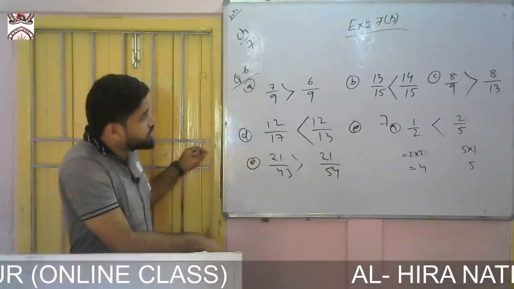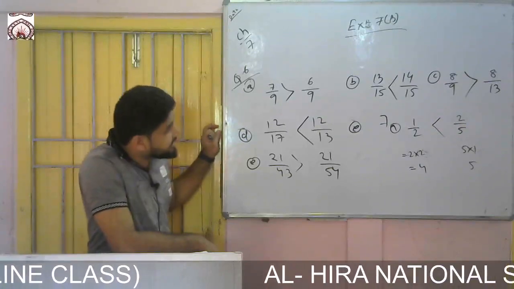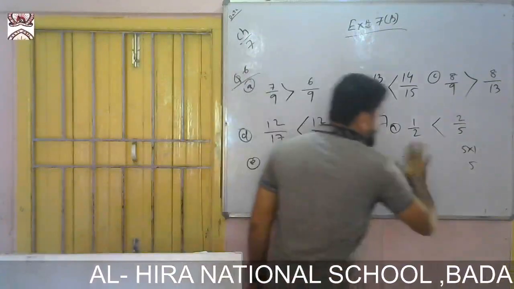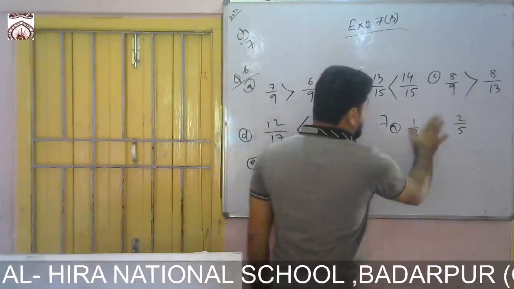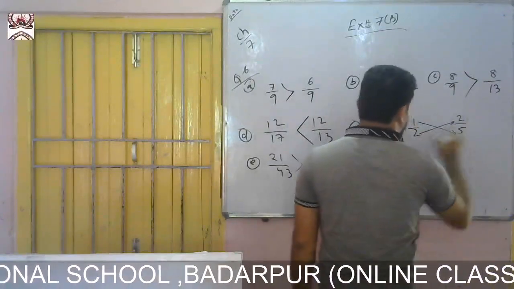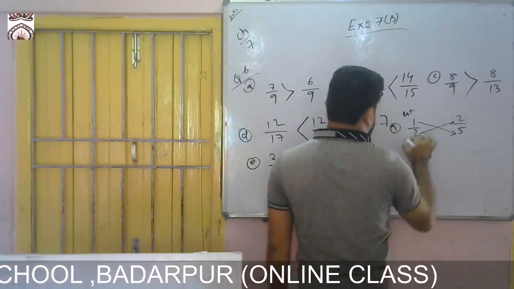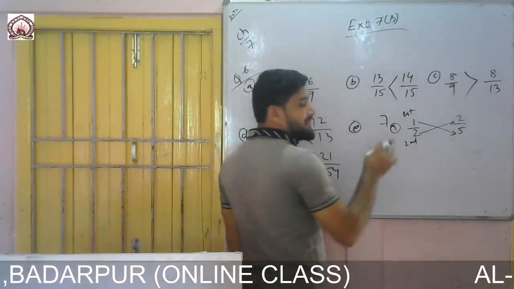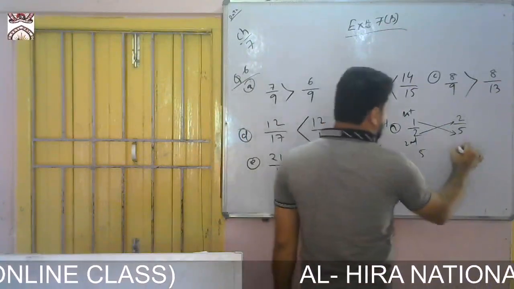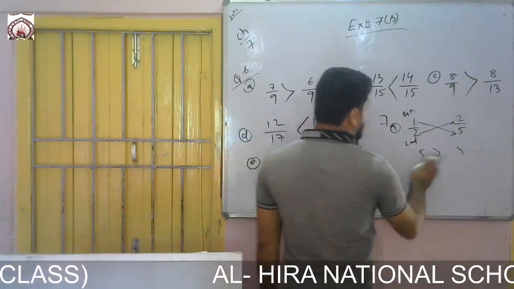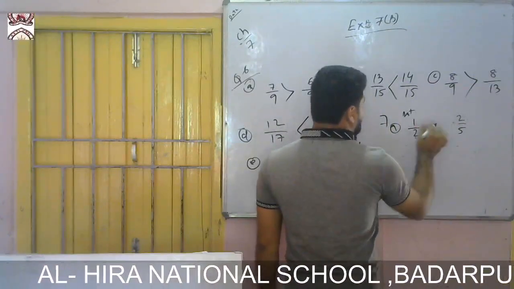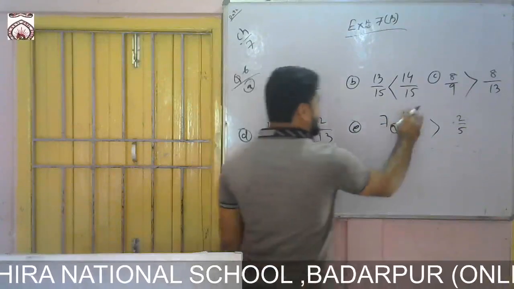Wait. 1 by 2 and 2 by 5. Sorry, I said it wrongly. First you multiply this side, and next, the second, this side. So you multiply in your mind: 5 ones are 5 here, and 2 twos are 4. So obviously 5 is greater. So this one is greater. Okay, so like this you do all.